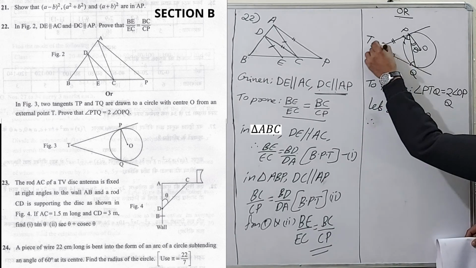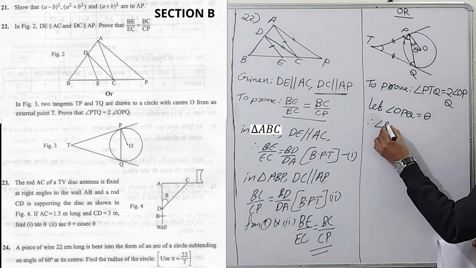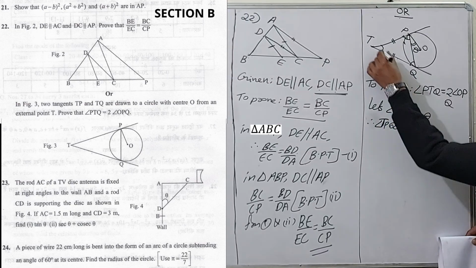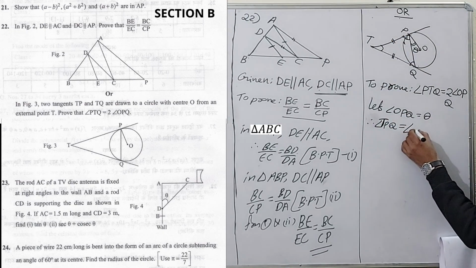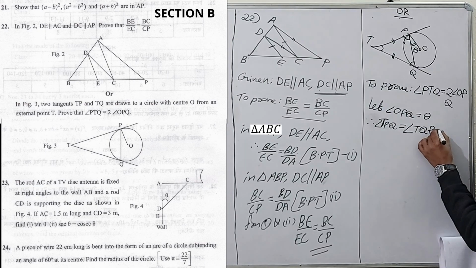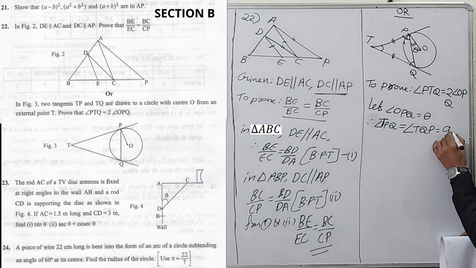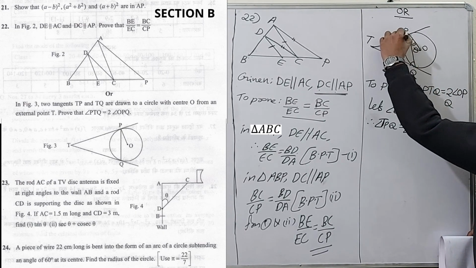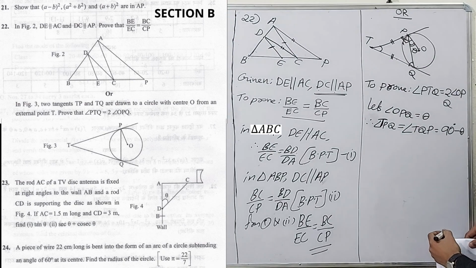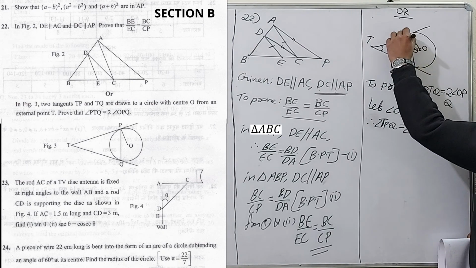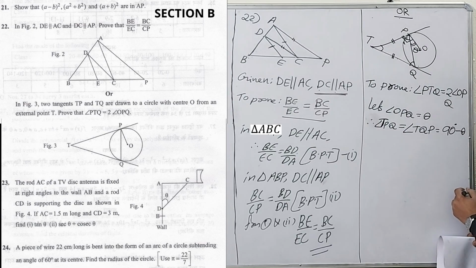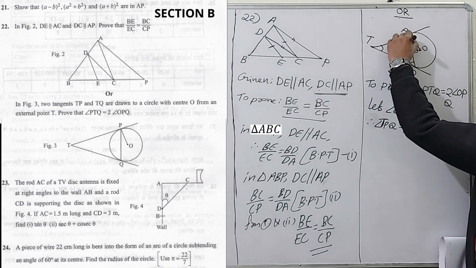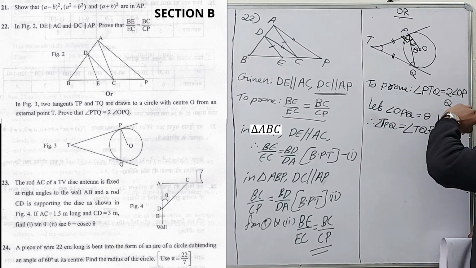Then therefore we can write angle TPQ is equal to angle TQP, both angles equal to 90 minus theta. Why 90 minus theta? Because we already learned that the tangent makes 90 degrees with the radius passing through that point. Clear? So that means the total angle will be 90 degrees according to theorem 10.1.